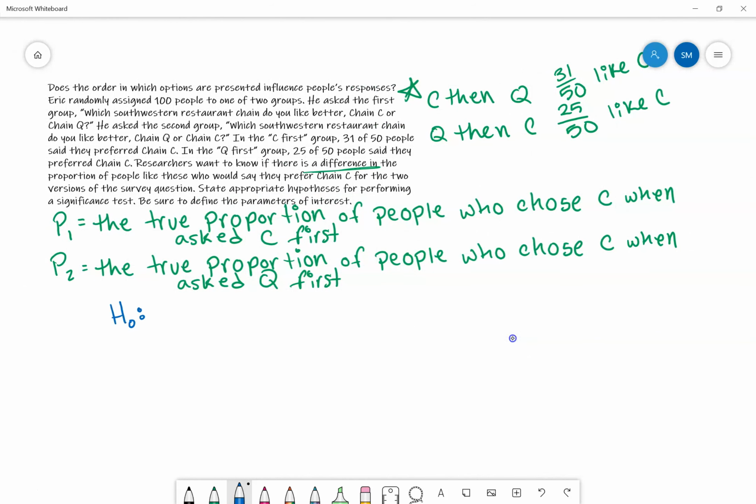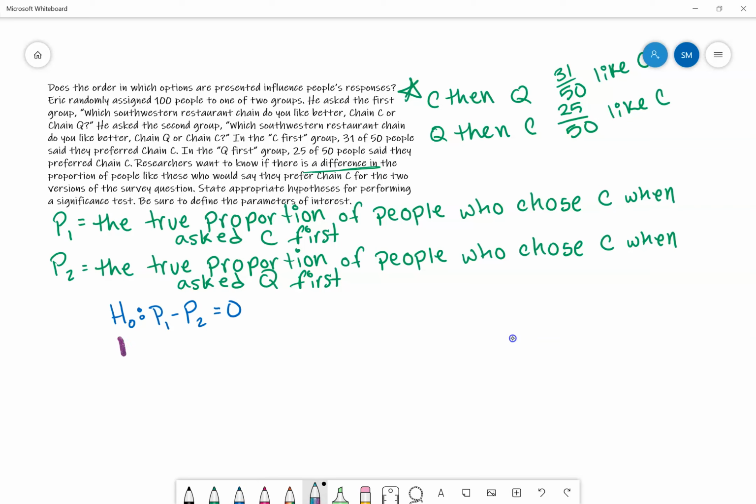So the null hypothesis is going to be that there is absolutely no difference. If you find the true proportion of people who said C, when given C as an option first, it is going to be no different than the other group.